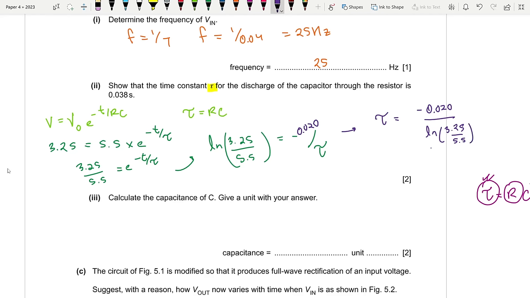So minus 0.020 divided by ln 3.25 by 5.5. So tau is actually equal to 0.038 seconds, as shown over here. Since this was a hard one, that is why it was worth fewer marks and it was a show question, so you could actually use it in the next part.